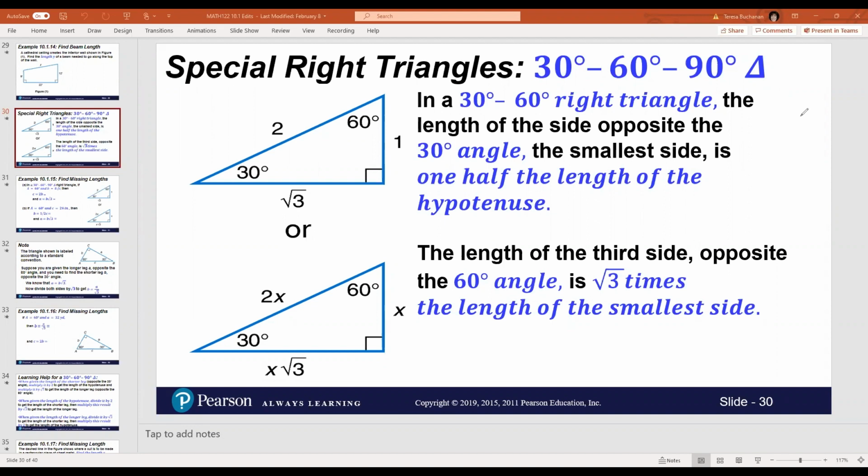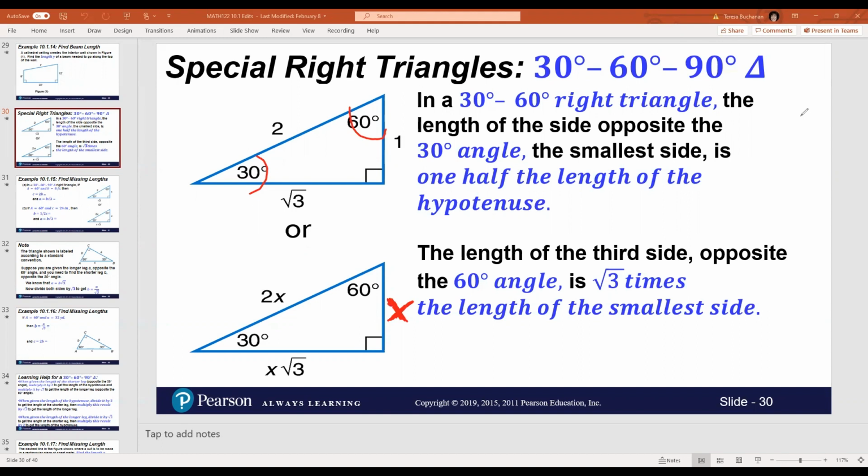And so what this says is that if I know that I have a 30-degree angle here, 60-degree angle here, I can say something about the relationship of the side lengths. The side opposite the 30 degrees is going to be the shortest one, right? Because 30 is the smallest angle. So if I don't know the length of that smallest side, I could say it's X, meaning I don't know what it is.